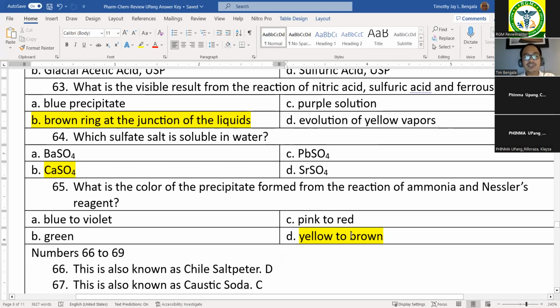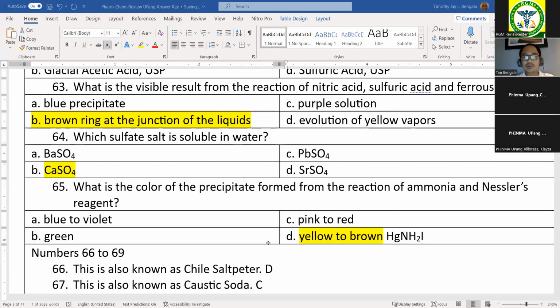Number 65, what is the color of the product? So ito yung mercuroamide iodide. So Nestor's reagent, diba, is yung tetraiodomercurate. Yellow to brown, yung may ano natin, diba? Yung Hg, NH2. Mercury amido iodide. Ito yung yellow to brown precipitate na makikita natin. This is another official test for, oops, wait lang.